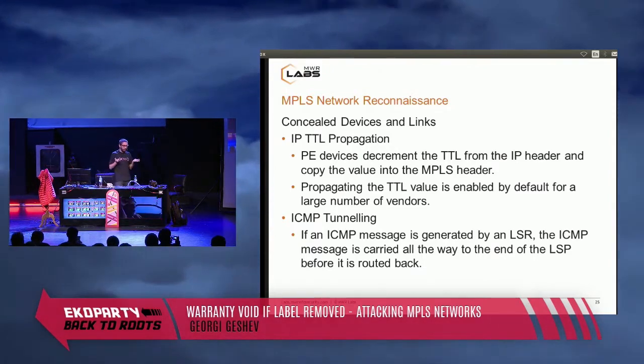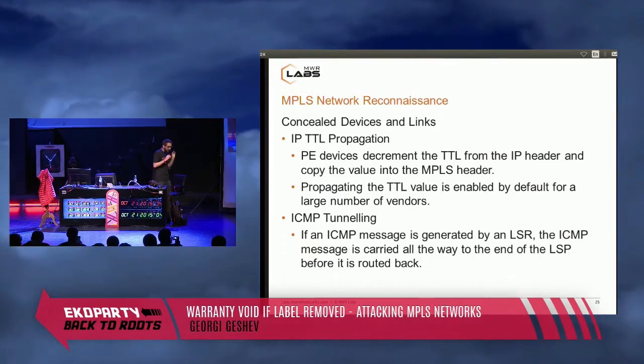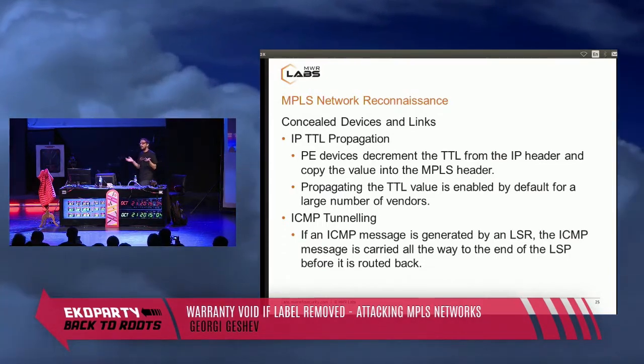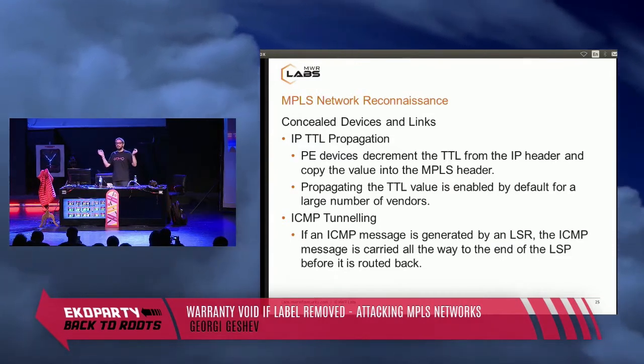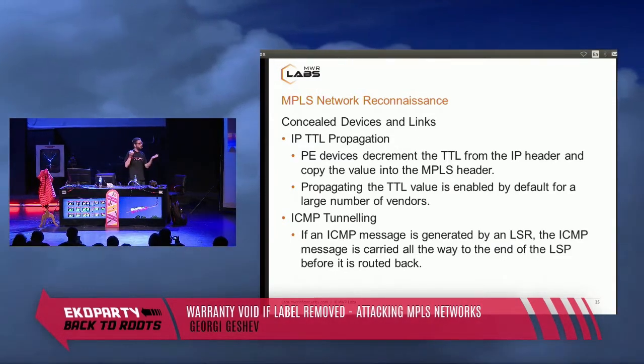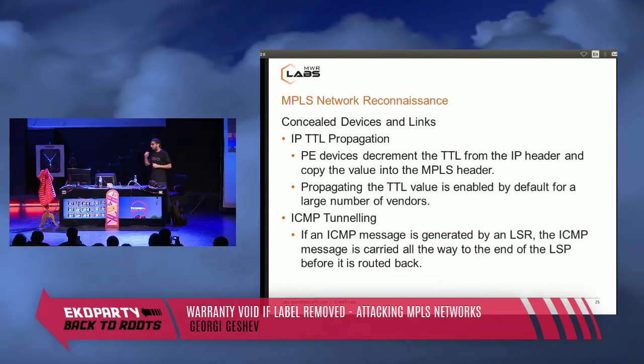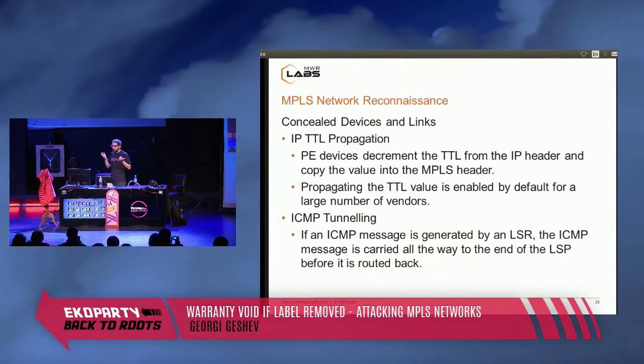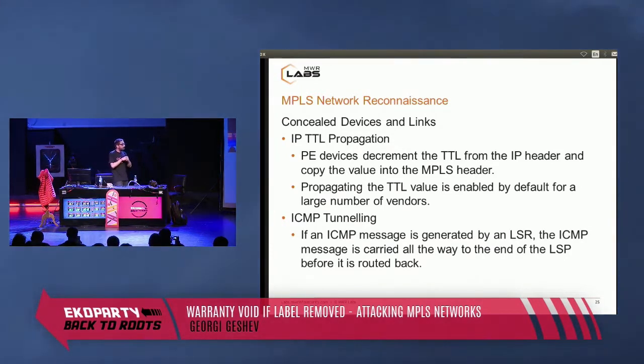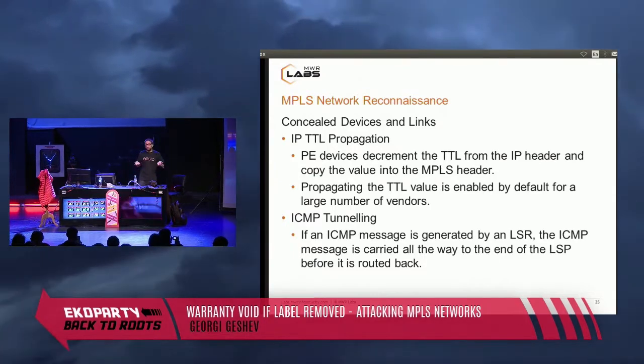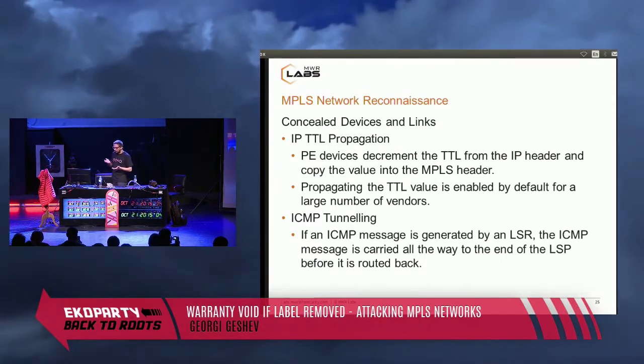Why is this a bad thing? Because using traceroute, an attacker may be able to reveal the number of LSR devices in the network, and in certain cases, their IP addresses. Propagating the TTL is enabled by default, and the security best practice is to disable it.